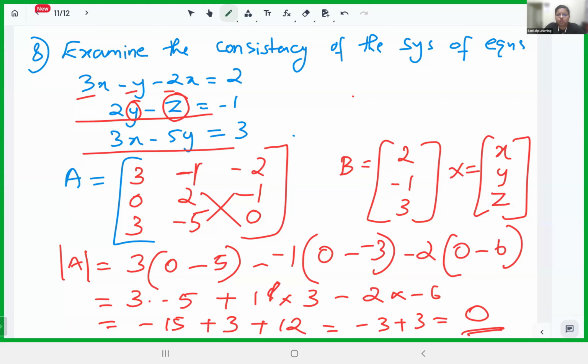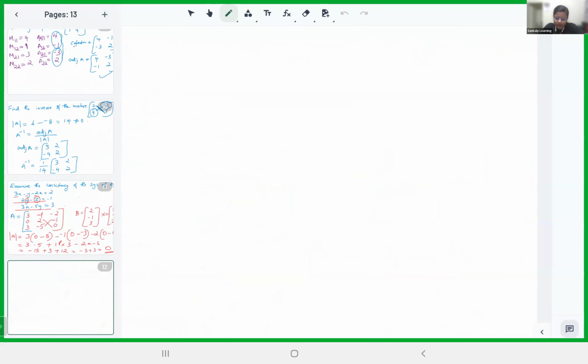Only if determinant A is non-zero can we say that the system is consistent and has a unique solution. Here determinant A is equal to 0, so there are two chances: either the system is inconsistent, or the system is consistent with infinitely many solutions. For that you have to consider the product adjoint of A into B also. So now I'm going to consider the product adjoint of A into B.